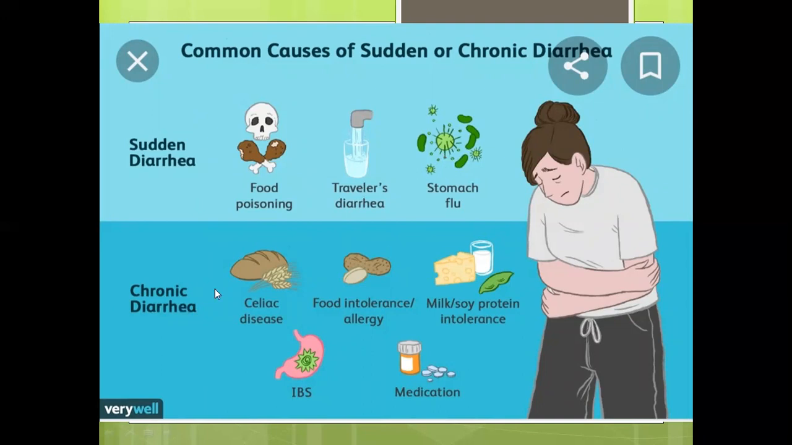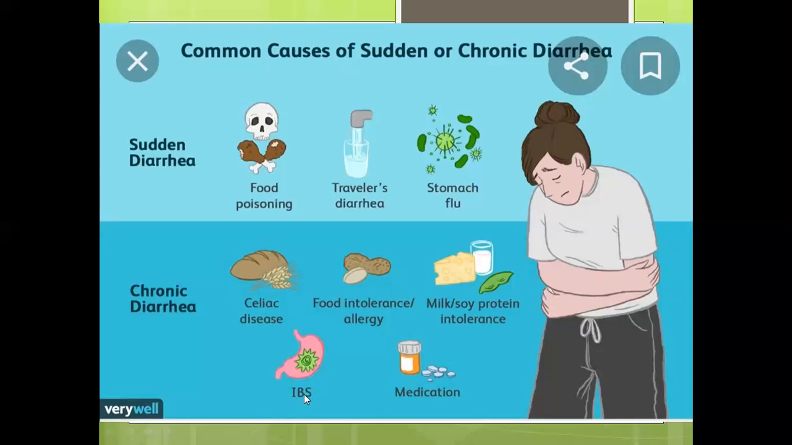Chronic diarrhea means prolonged or persistent diarrhea. One type of this diarrhea is in celiac disease. Celiac disease is a disease in which a patient has allergy from a special type of protein which is present in bread or wheat, that is called gluten. And food intolerance, some people have allergy from peanuts, and when they eat peanuts then they get diarrhea. Some people have allergy from dairy products and from soy. And some people, when they take a medication, especially antibiotics, also have diarrhea.